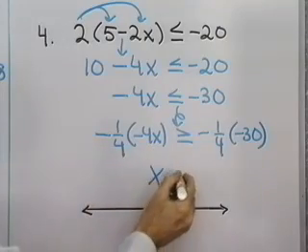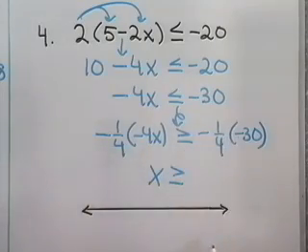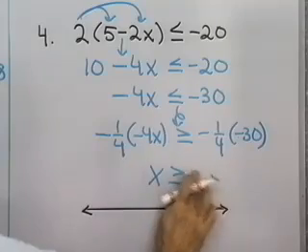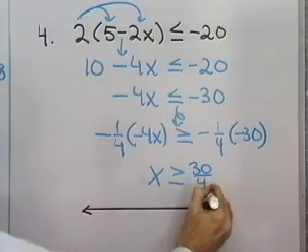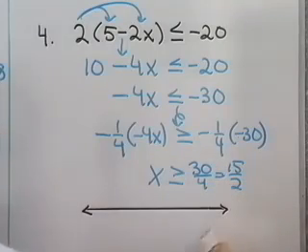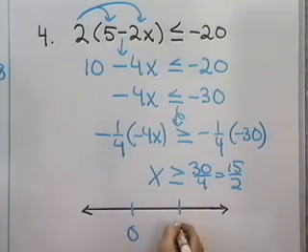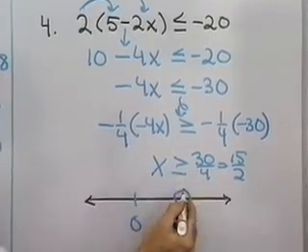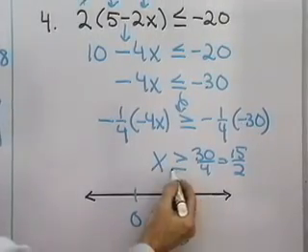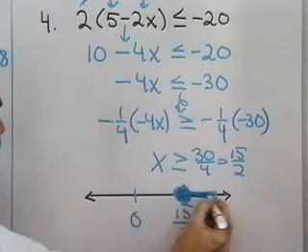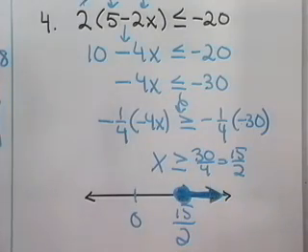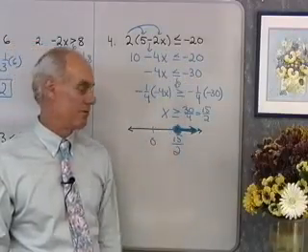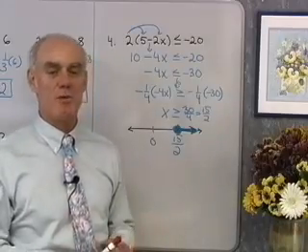So here I have just x greater than or equal to, a negative times negative is positive, 30 divided by 4 is 15. No, it's not. It's going to be 30 over 4, which is 15 halves. So I'll put in 0 for reference. Over here is 15 halves. Draw a circle around the endpoint 15 halves. It's greater than or equal to, so I color it in. And since it's greater than or equal to, my arrow is going to go to the right. So there is the solution to this inequality right here. All real numbers x such that x is greater than or equal to 15 halves. So that's how we solve linear inequalities in algebra.